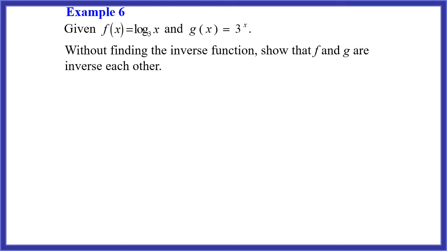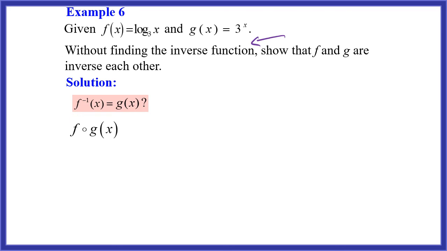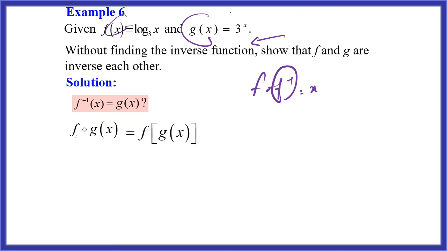So example 6. Given f(x) is equal to log to the base of 3 of x and g(x) equal to 3 to the power of x. Without finding the inverse function, show that f and g are inverses of each other. So we can use the properties of inverse functions, which is f of f inverse is equal to x. If they are inverses of each other, then f of g or g of f will be equal to x. So now let us find the composite of f and g. f of 3 to the power of x: we replace the x of f with 3 to the power of x. So log base 3 of 3 to the power of x. This x will be the coefficient, so x times log base 3 of 3. So we get x, which means f of g is equal to x.